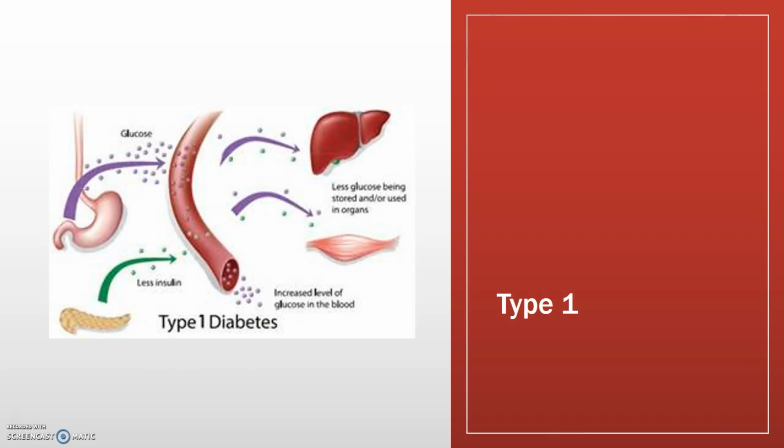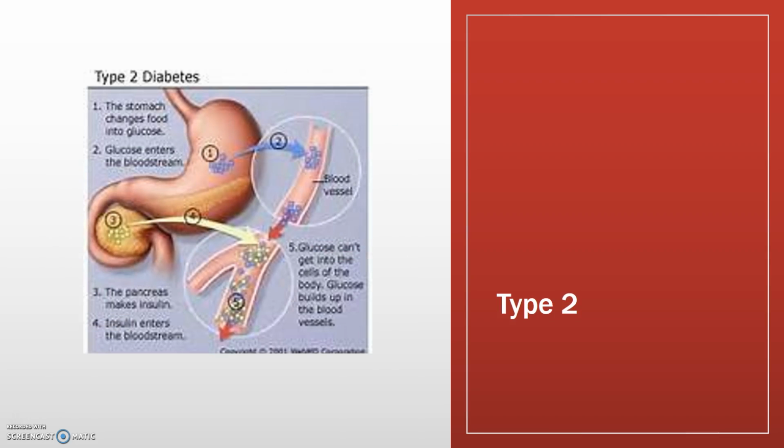Type 1 diabetes, we will discuss glucose and insulin levels and how they change throughout the body and what the pancreas is doing to cause this process. In type 2 diabetes, we will talk about the changes that occur within the stomach, the blood vessels, and how glucose interacts and the pancreas and its development of insulin.